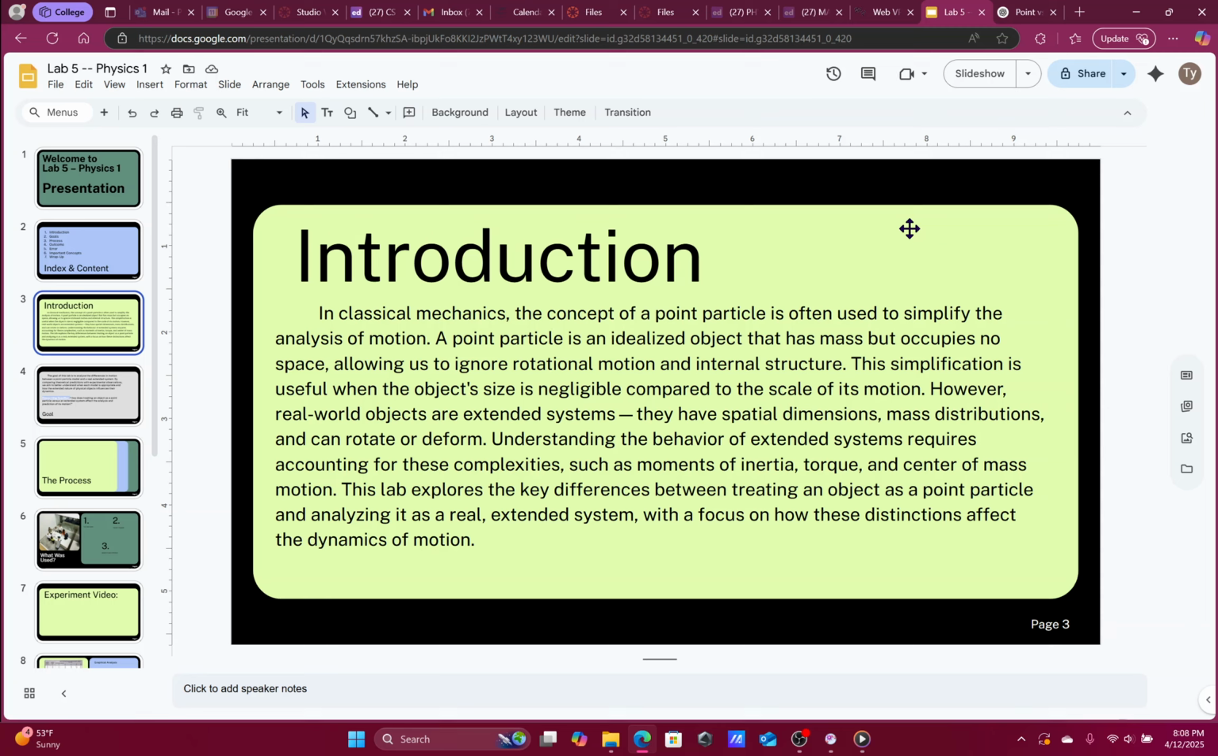However, real-world objects are extended systems. They have spatial dimensions, mass distributions, and can rotate or deform. Understanding the behavior of extended systems requires accounting for these complexities, such as moments of inertia, torque, and center of mass motion. This lab explores the key differences between treating an object as a point particle and analyzing it as a real extended system, with a focus on how these distinctions affect the dynamics of motion.